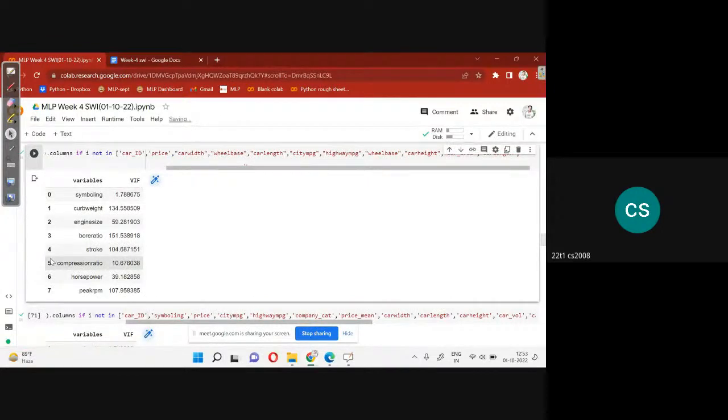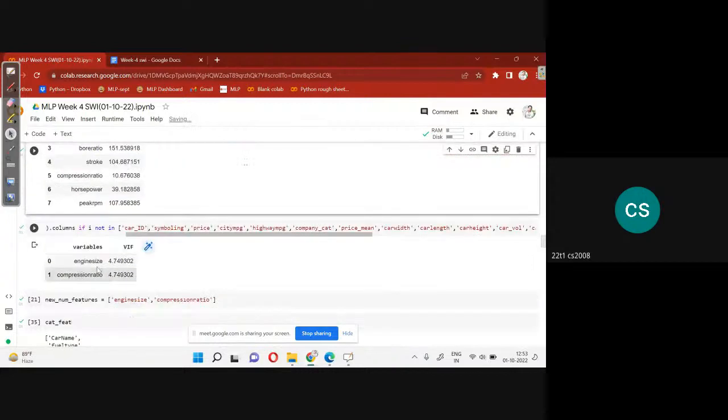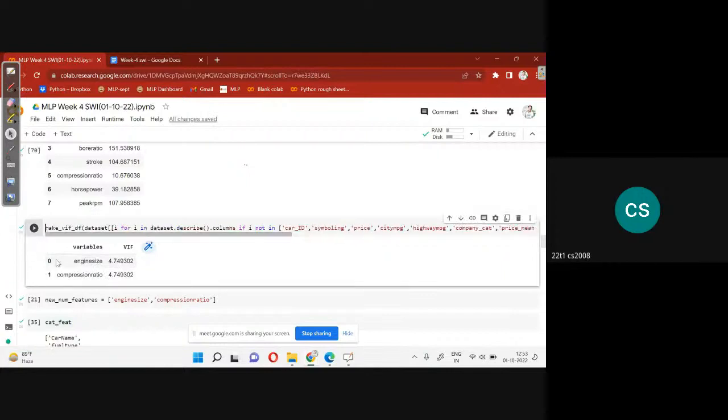After removal of all the columns which have very high VIF values, we got only these two columns: engine size and compression ratio. So these are the only numerical features we have for our model.